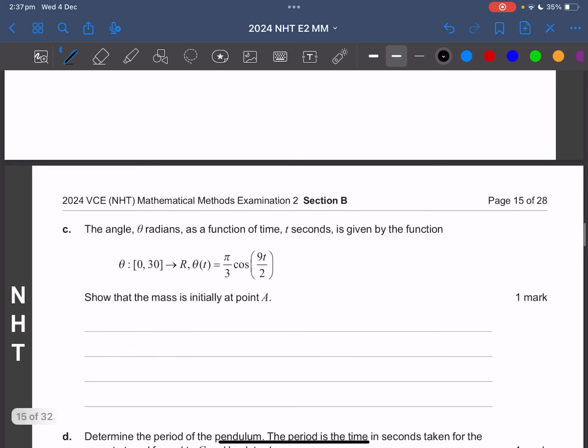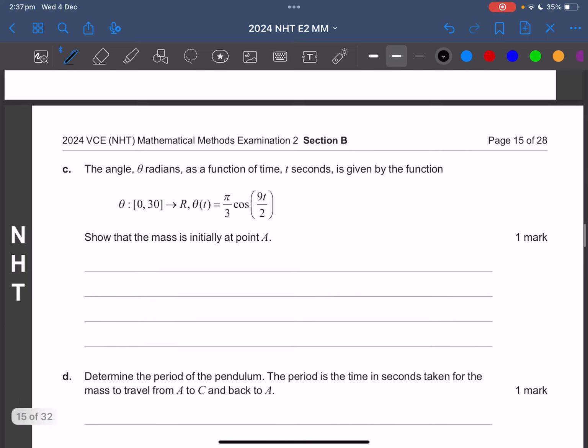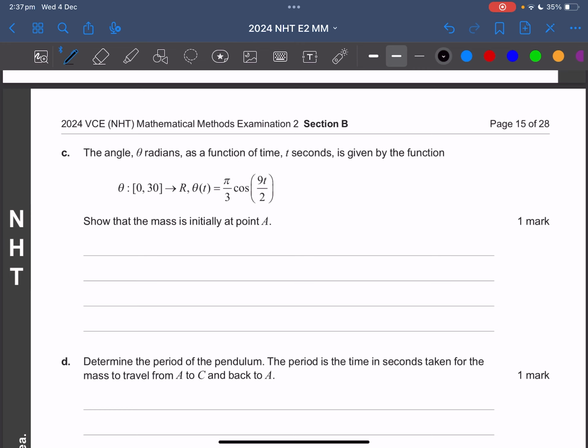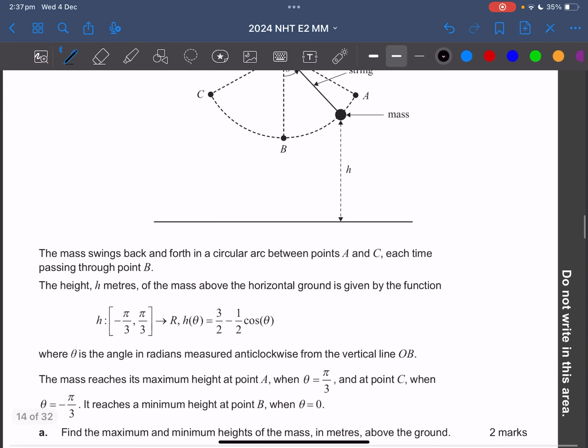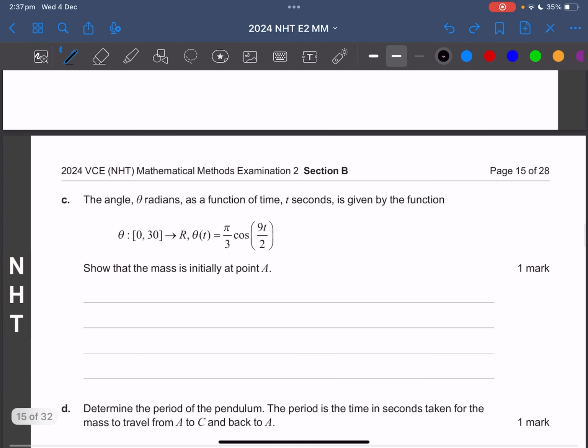Alright, so let's move on to the next question. The angle theta in radians as a function of time is given by this function. Show that the mass is initially at point A. Very well, so before we had this theta over here, and now they have made the theta also a function of time. So now the angle basically depends on the time that has elapsed. Show that the mass is initially at point A.